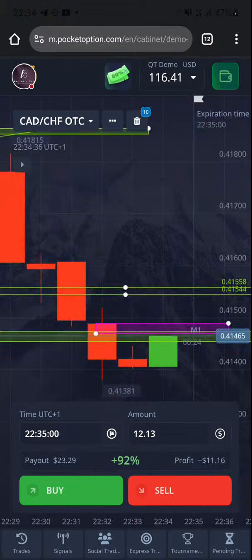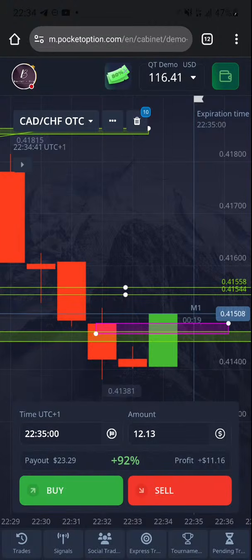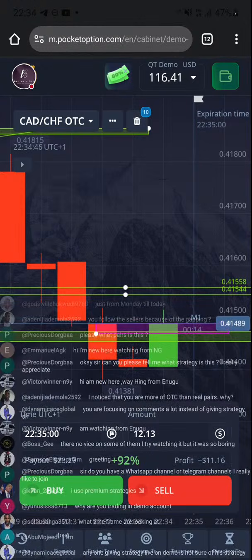Now, if price closes inside this entry, we can go with the sellers. Now, we may have a retracement by the sellers. Like the sellers may push to the downside from here, but it's not a problem.